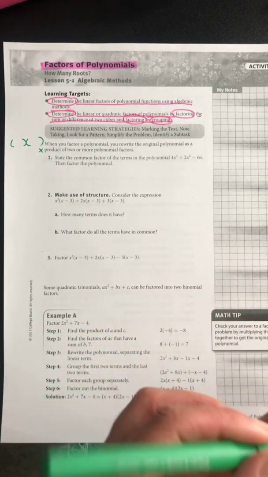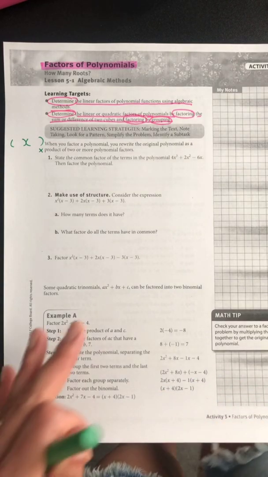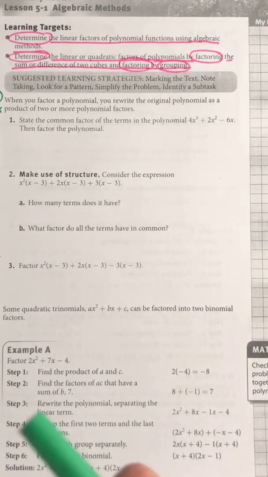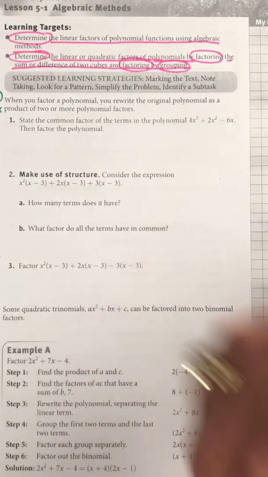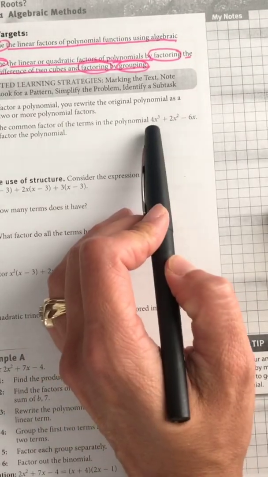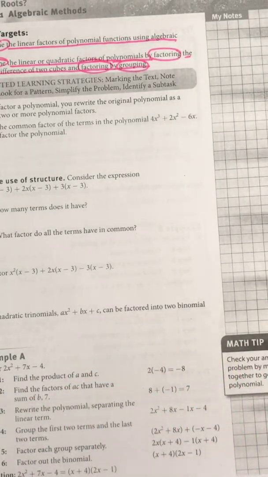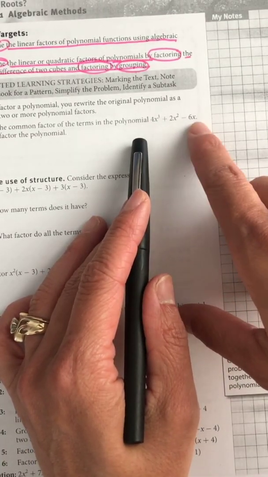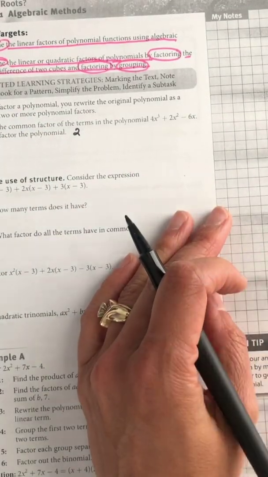It says state the common factor of the terms in the polynomial 4x cubed plus 2x squared minus 6x, then factor the polynomial. Okay, so let's first state the common factor. Well, a common factor is what all three terms have in common. We have a 4x cubed, a 2x squared, and a negative 6x. Let's look at the numbers first. The biggest number that all three have in common would have to be that 2, because 2 can go into 4 and 2 can go into negative 6. So as far as the coefficients go, the greatest common factor is a 2.